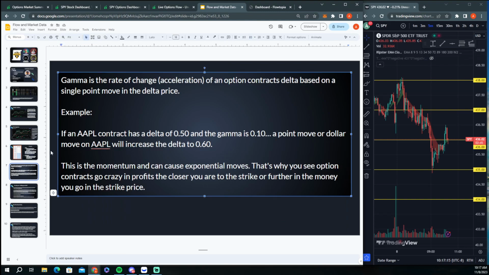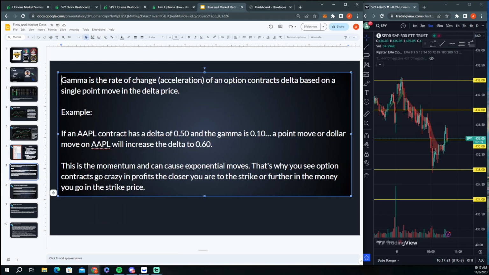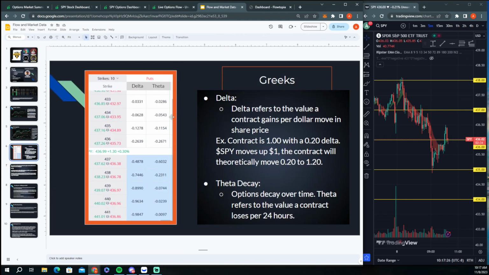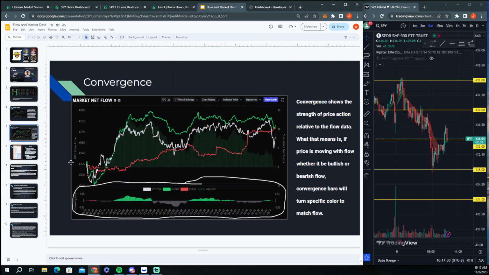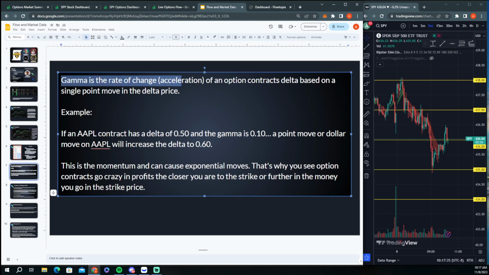Okay, so I don't have any fancy screenshots on here, but going off of what this delta slide is, we're going to talk about gamma. So as you guys can see on the option chain, oh, it doesn't have it here, but if you go onto the option chain on any brokerage, you can see the delta, or sorry, the gamma. So gamma is the rate of change, the acceleration, of an option contract's delta. So you know how delta is the rate of change of the contract per dollar move. Gamma is the rate of change of the delta based on the single point move.